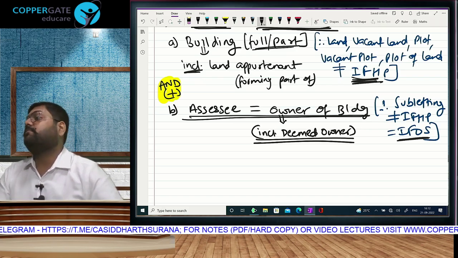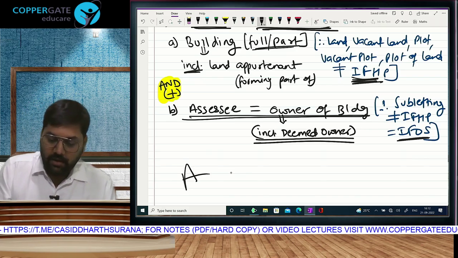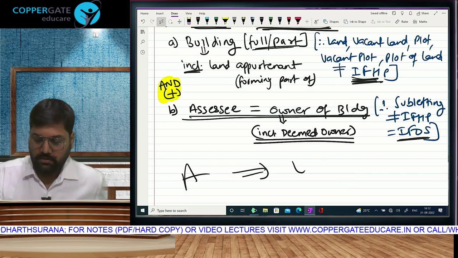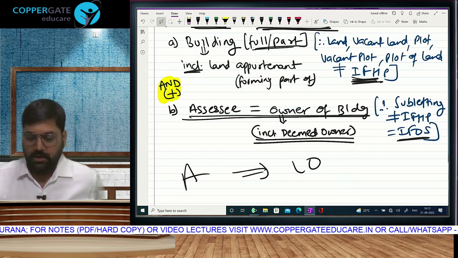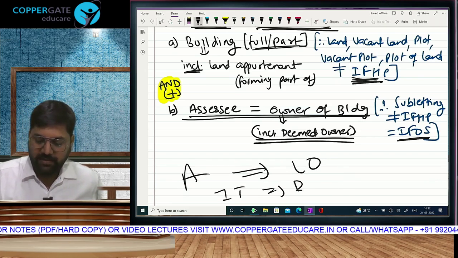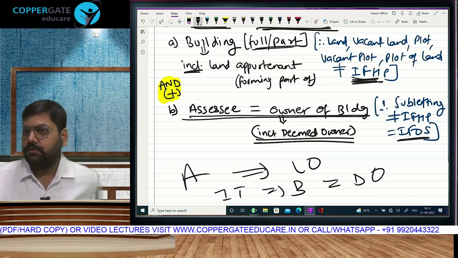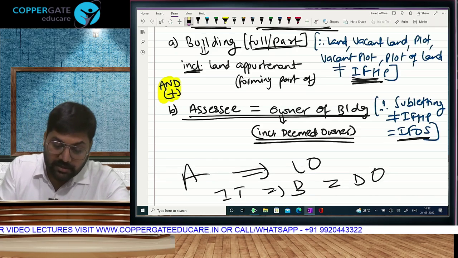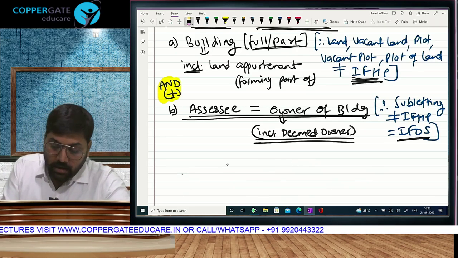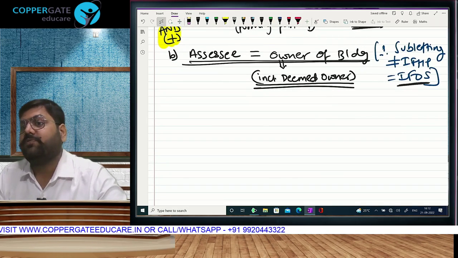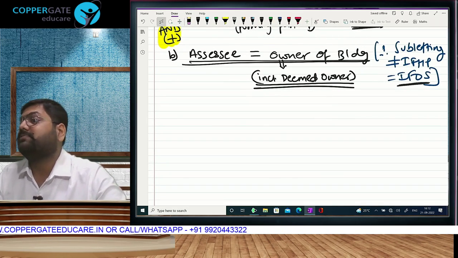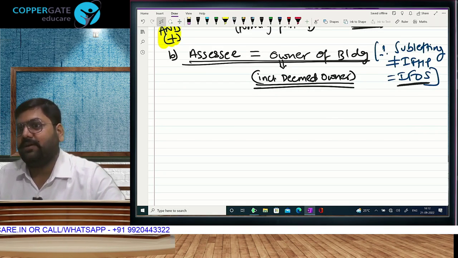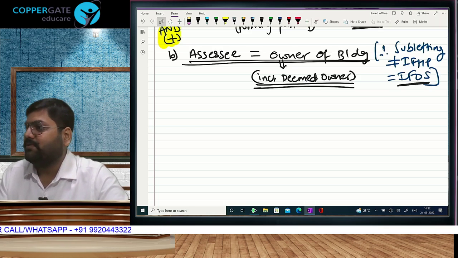But sometimes there will be a case where A holds the building in his name. In the municipal corporation record, who is the legal owner? A. Legal owner. But income tax says B will be treated as deemed owner. We will assume that you are the deemed owner. Doesn't it come as a surprise? It is something similar to A earning income and B paying tax under clubbing.